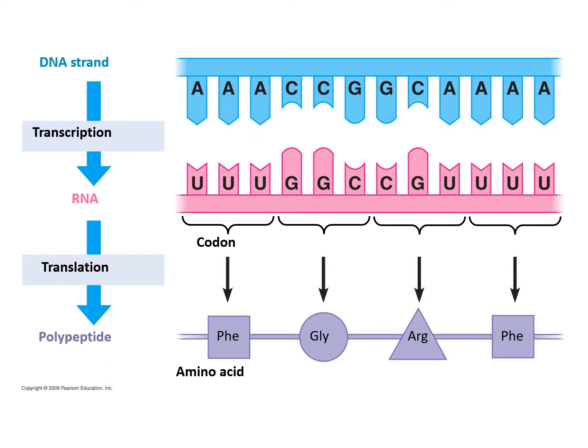So if we look at it more closely, you can see that the DNA is transcribed into the mRNA, the messenger RNA. And I looked these up: UUU happens to be phenylalanine, GGC is glycine, CGU is arginine, and UUU is phenylalanine again. So that's what the particular amino acids are going to code for. And your primary structure will be formed, the string of amino acids.